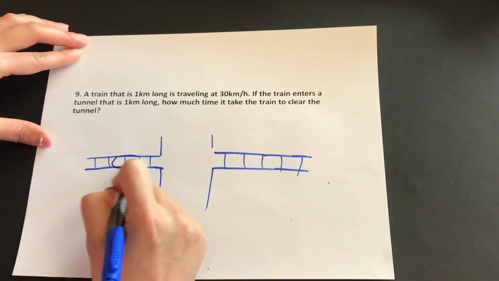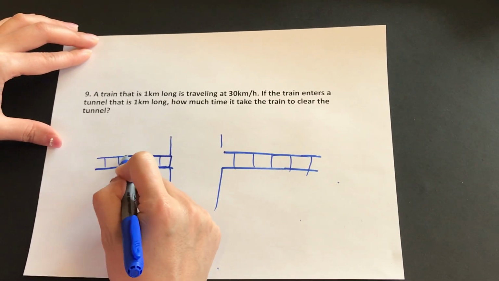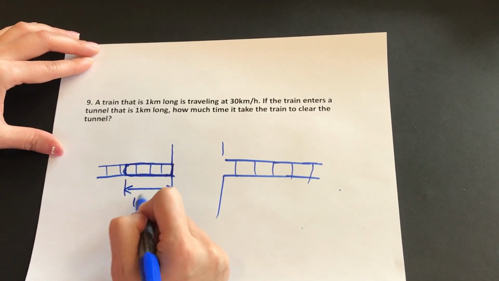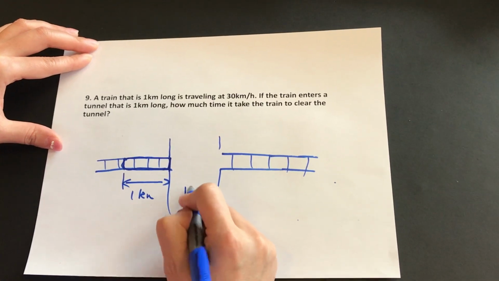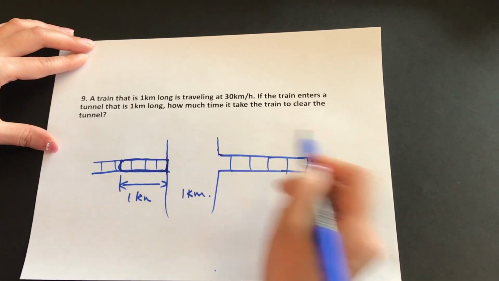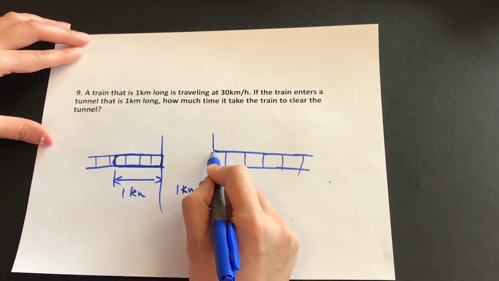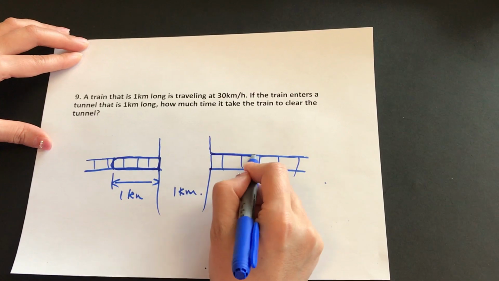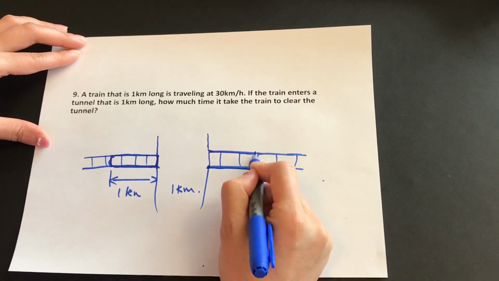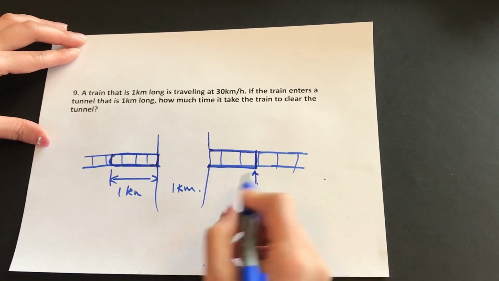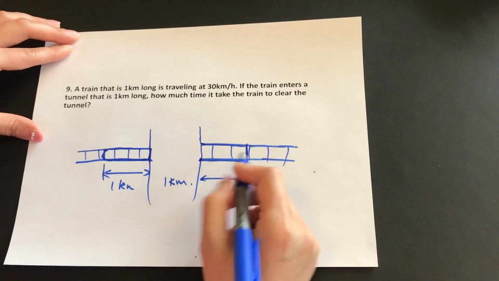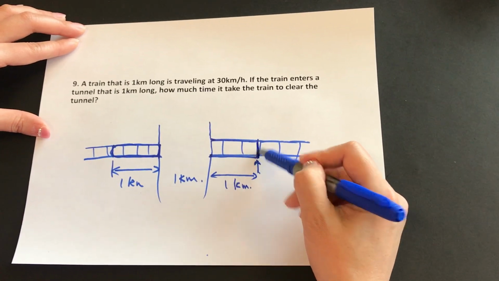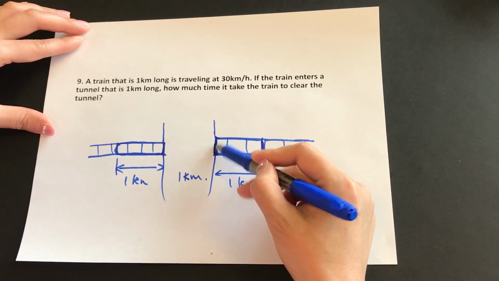So the train enters here, at this second. The train itself is 1 kilometer, and the tunnel is also 1 kilometer. The only tricky part is when the train leaves the tunnel. The train fully leaves the tunnel with its head right here, okay? So the head is here. The total length of the train is 1 kilometer. So the train has to be right here when it fully leaves the tunnel.